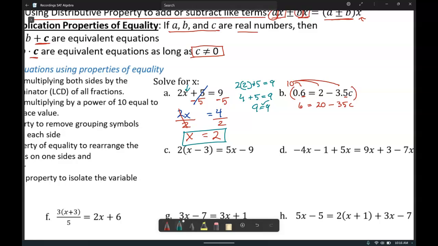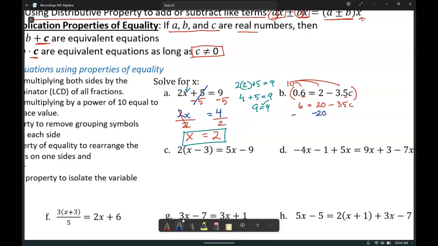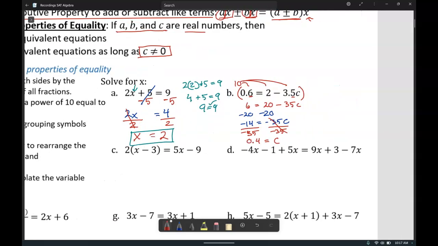Now we can use our addition property. We'll go ahead and subtract 20 from both sides of our equation. We get negative 14 equals negative 35c. And then we will use our multiplication property. We will divide on both sides of the equation by negative 35, and that will leave us with c equals 0.4.